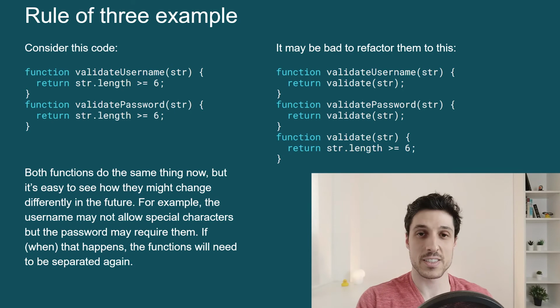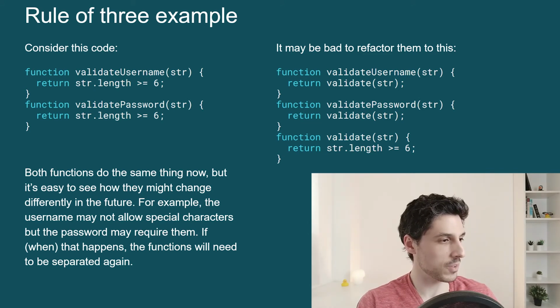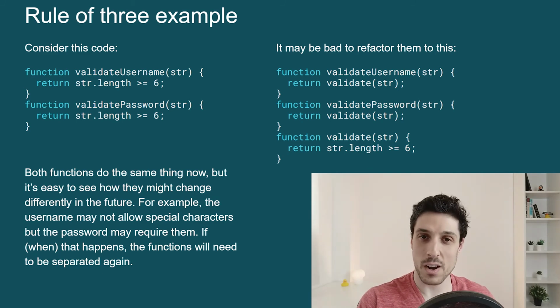This slide is just an example of why you don't necessarily want to refactor on the second occurrence. If you look at the slide, we have two functions: validate username and validate password. And right now they both do exactly the same thing. But it's extremely easy to understand how tomorrow username and password may need completely different validation. For example, the password may require the string to have special characters, but the username may forbid special characters.